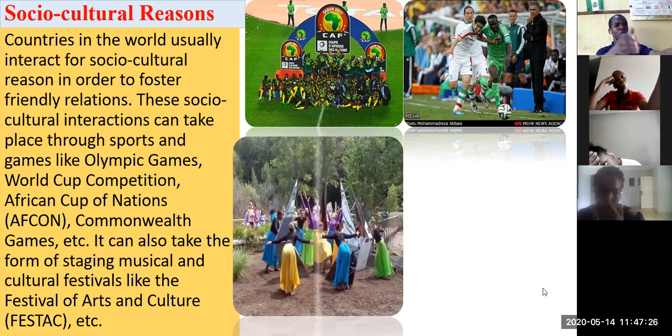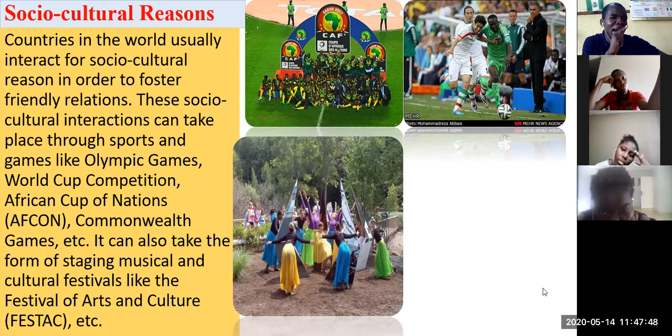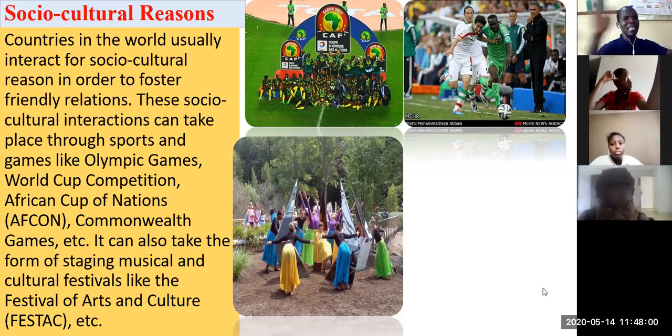And it will also be through festivals. As you can see from the projection here, at festivals, people from different parts of the world come together to display their cultural heritage. You learn from my culture, I learn from your culture. In that case, somebody will say, "Oh, I like this Igbo culture. I like this Itsekiri culture. I like this Yoruba culture. I like this Hausa culture. I like this Ghanaian culture. I like this Jamaican culture."